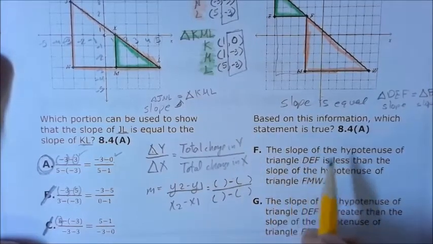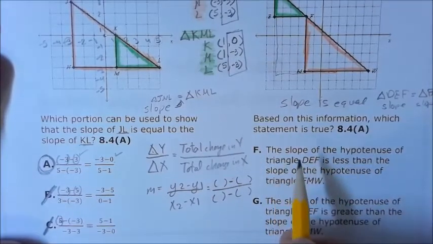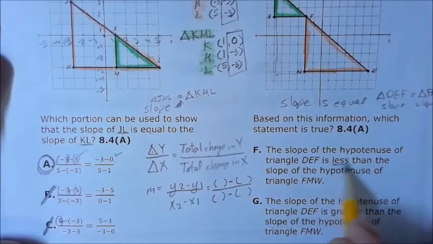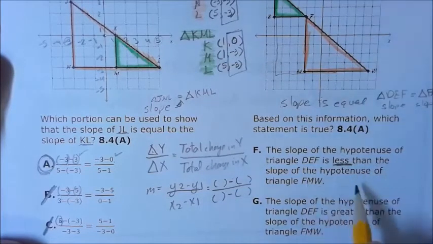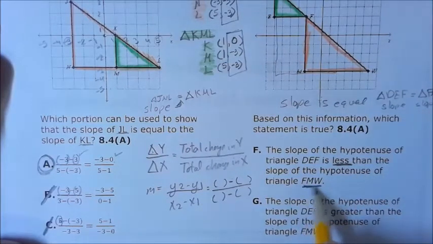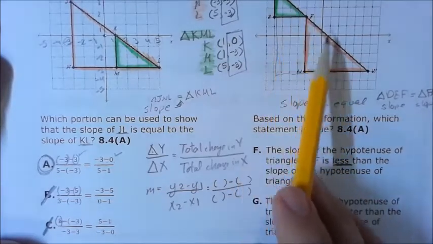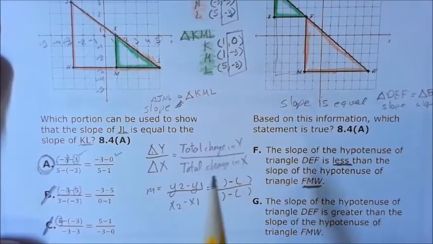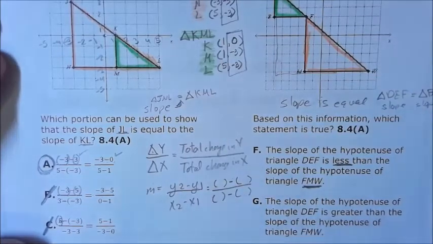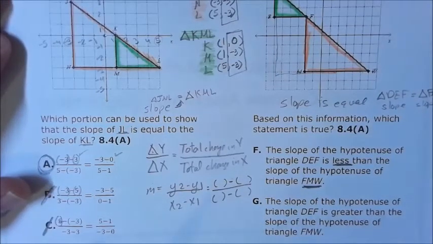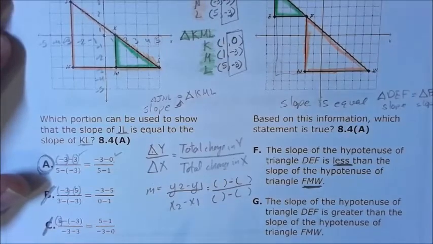F says the slope of the hypotenuse of triangle DEF is less than the slope of the hypotenuse of triangle FMW. Well, we know that's not possible. They're similar triangles. The hypotenuses are merged together. We know that they have the same slope. But if we wanted to check that, we could actually find the slope of each and see if that's a true statement. So let's do that real quick.